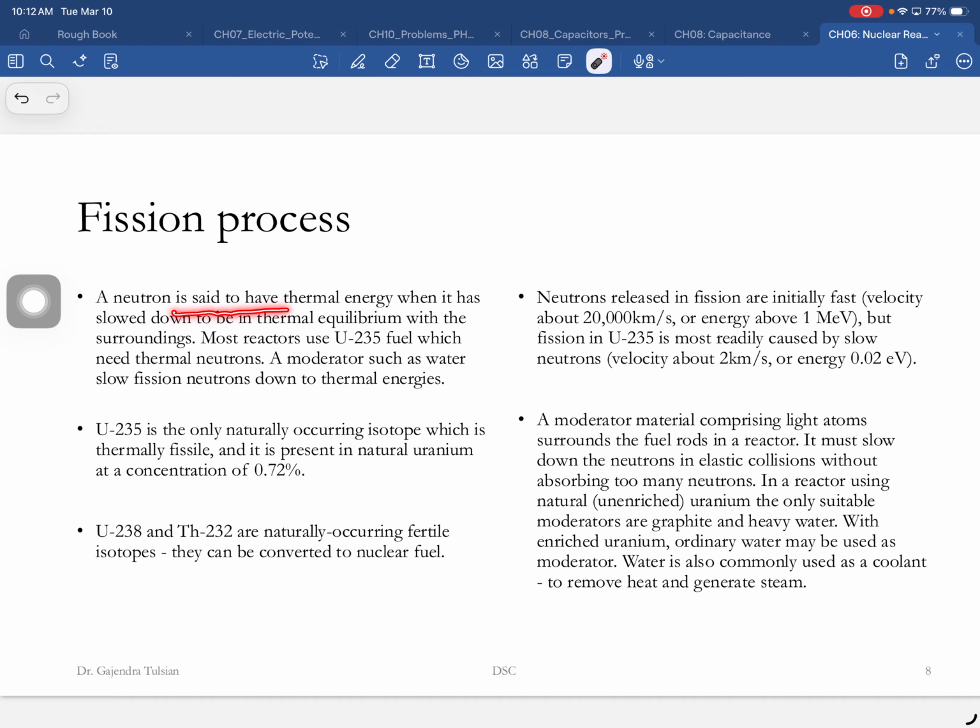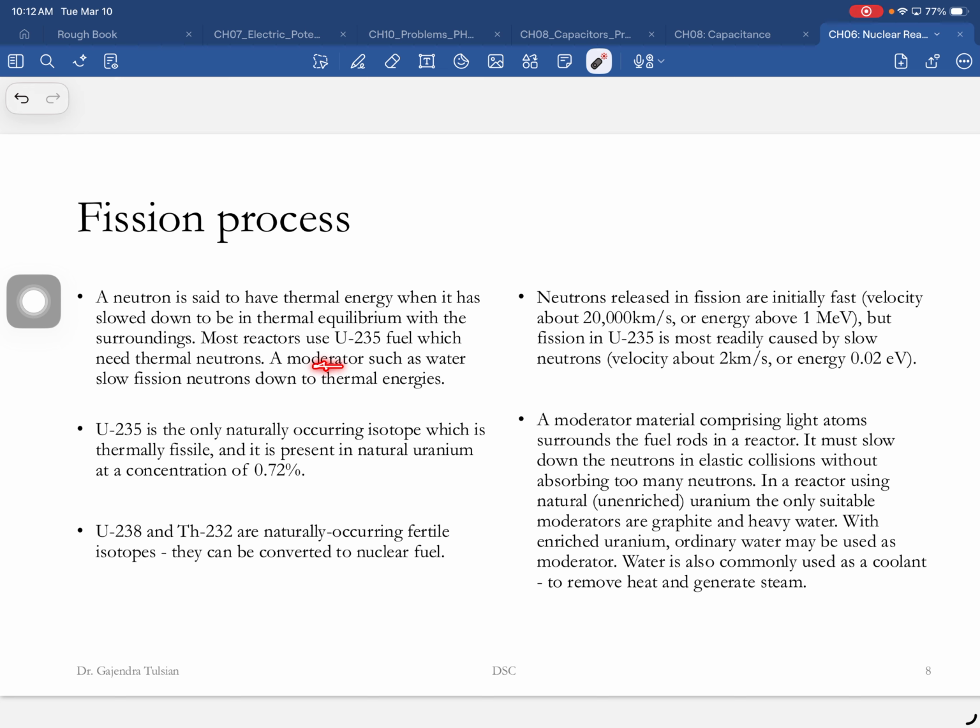A neutron is said to have thermal energy when it's slowed down to be in thermal equilibrium with the surrounding. The neutron has to be slowed down tremendously, from 20,000 kilometers a second to 2 kilometers a second. Most reactors using U-235 fuel need thermal neutrons. Why do they need thermal neutrons? So it slows down, slows down. The probability of it causing a further reaction is 100 times greater.